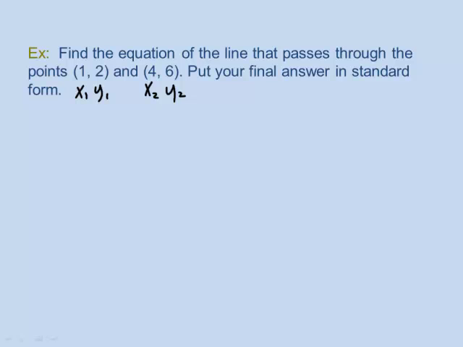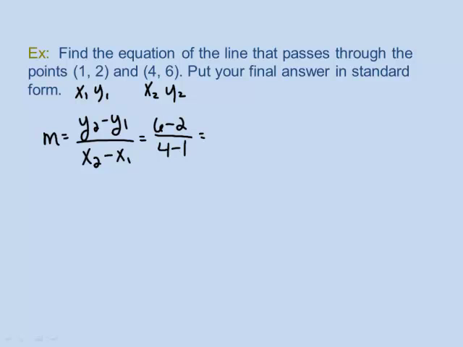Label one of those points x1, y1, it doesn't matter which. Label the other point x2, y2. And knowing that the slope can be found by finding the difference of your y's divided by the difference of your x's. Okay? And again, order is not important as long as you're consistent. We've got here y2 minus y1, as I have it labeled, is 6 minus 2. x2 minus x1 is 4 minus 1.